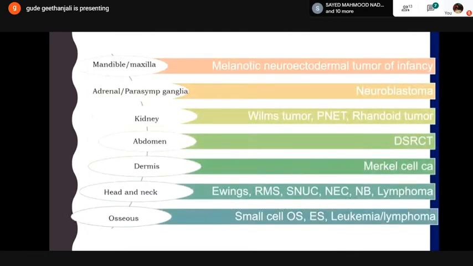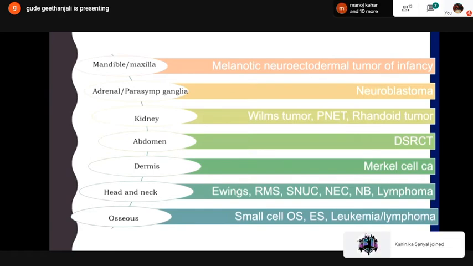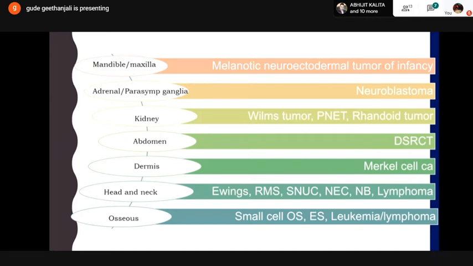So based upon the location, again we can narrow down the differential diagnosis. If it is located in the mandible and maxilla showing pigment, and if it is an infant, we think of melanotic neuroectodermal tumor. And in the adrenal and parasympathetic ganglia, we think of neuroblastoma, but neuroblastoma can also be present in the head and neck and also at a metastatic site. In the kidney, we keep a differential diagnosis of Wilms tumor, PNETs, or a renal rhabdoid tumor.